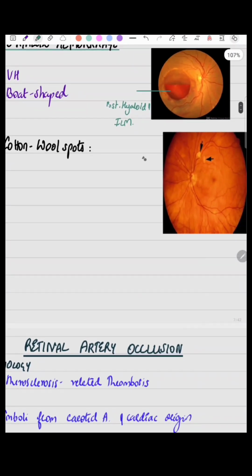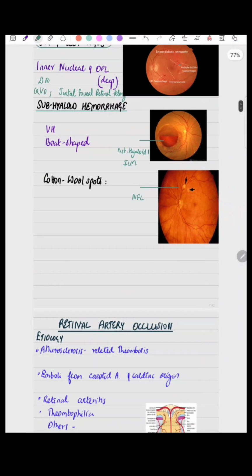Next is a cotton wool spot. These are the cotton wool spots. It is an accumulation of neuronal debris within the nerve fiber layer. Look at the nerve fiber layer, accumulation of neuronal debris.